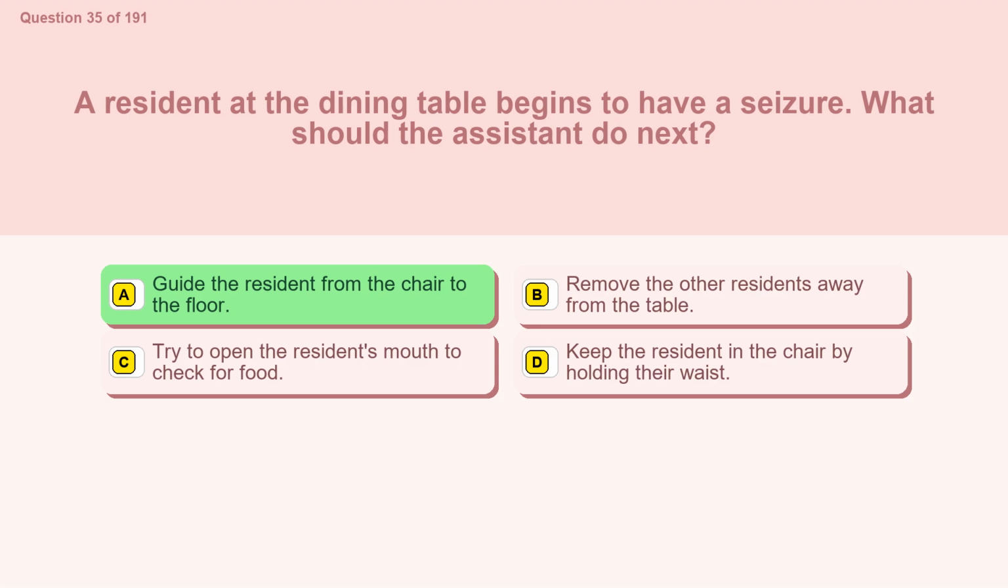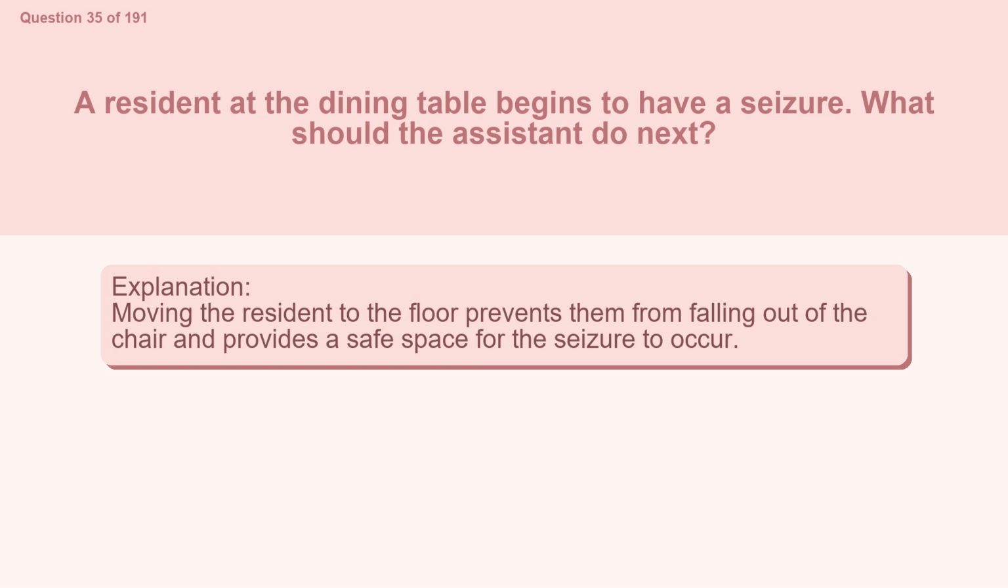The correct answer is option A. Guide the resident from the chair to the floor. Moving the resident to the floor prevents them from falling out of the chair and provides a safe space for the seizure to occur.